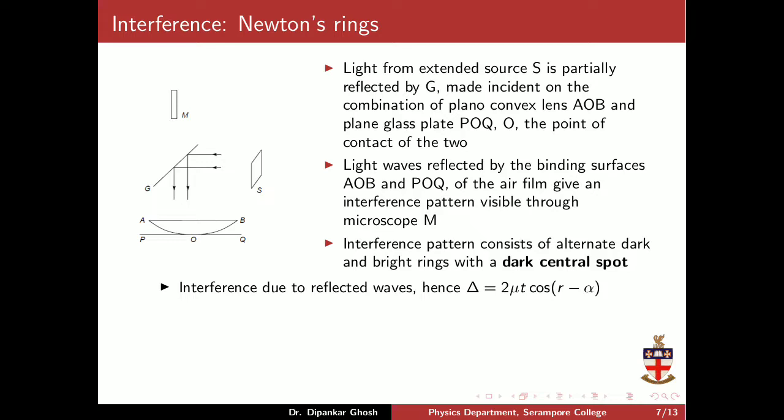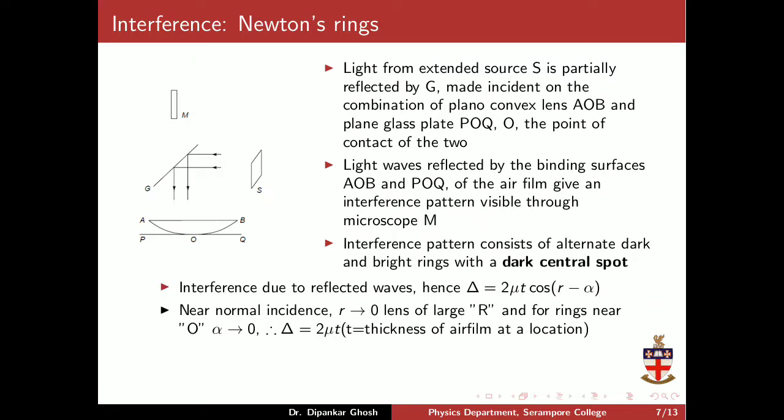Now, interference due to reflected wave, we know it is 2 mu t cos r minus alpha. Now, we are having near normal incidence, so r will be 0. And since the lens is of large radius of curvature, alpha also tends to 0. So the path difference is no more 2 mu t cos r minus alpha, it reduces to 2 mu t, where t is the thickness of the air film at a particular location, or the location where we are trying to find what will be the brightness of the ring.